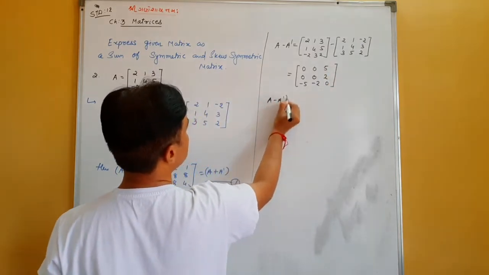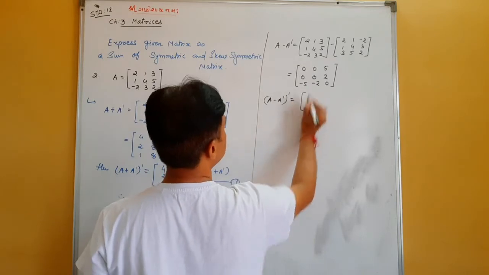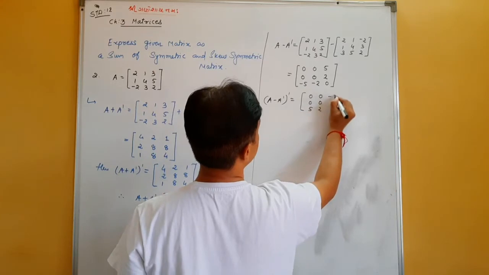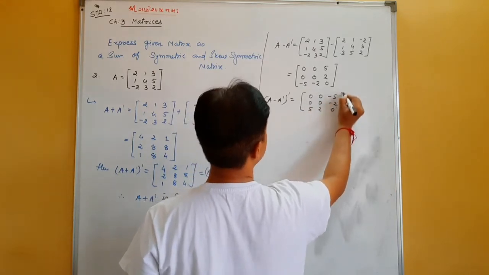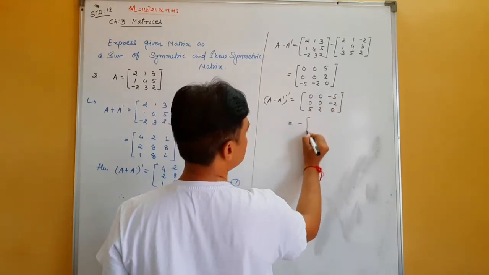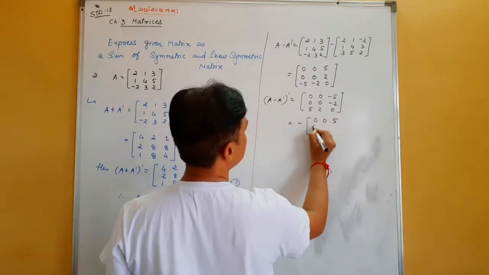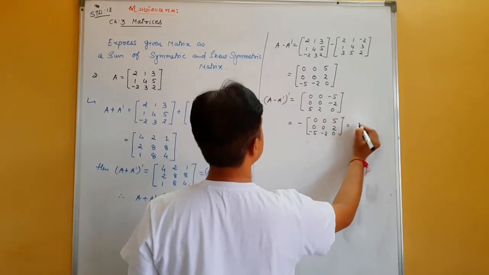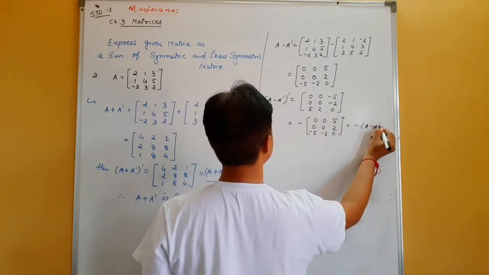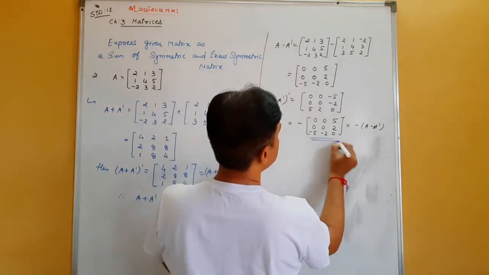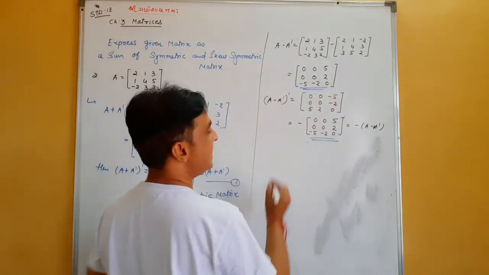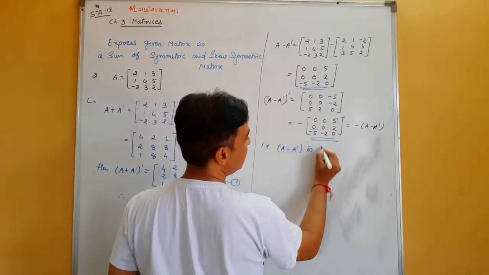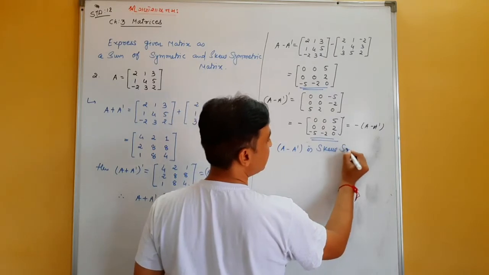Now the transpose of A minus A dash is [0 0 -5; 0 0 -2; 5 2 0]. Take minus common: minus [0 0 5; 0 0 2; -5 -2 0], and that is nothing but minus of A minus A dash. See, this is A minus A dash. That means A minus A dash is a skew symmetric matrix.